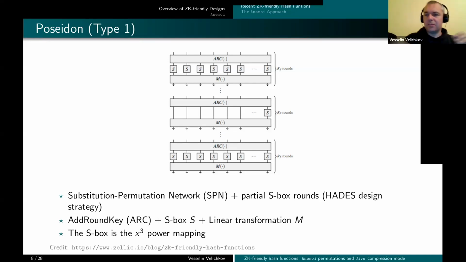It can be any number of elements. So you can have an unlimited size vector of field elements, which you hash into something fixed.